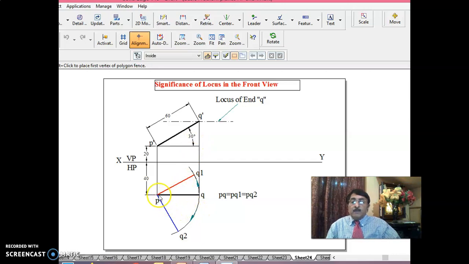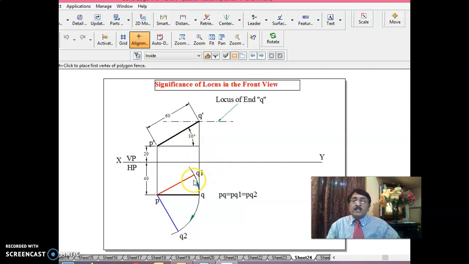That is why with P as center and PQ as radius, I'll draw an arc. I'll draw an arc here also. Whatever arc I draw, throughout this position the length of the top view remains same. But let us say this is a random position PQ1. In this PQ1 also, inclination to HP is 30 degrees only, but now inclination to VP has developed.